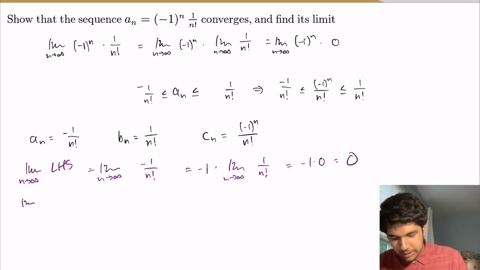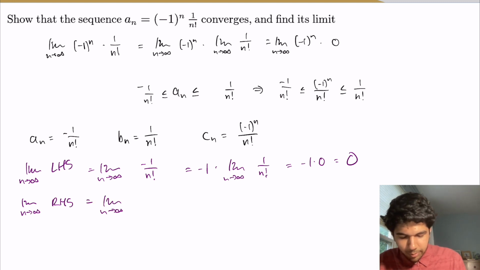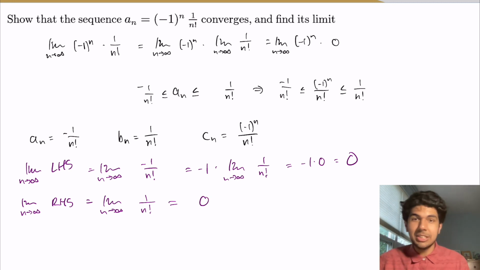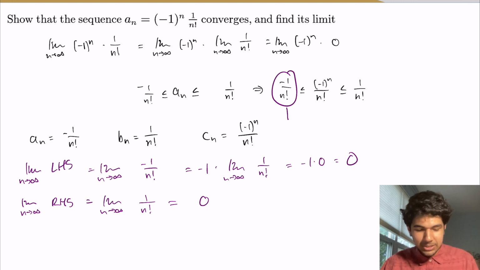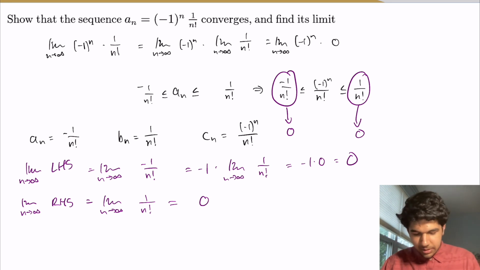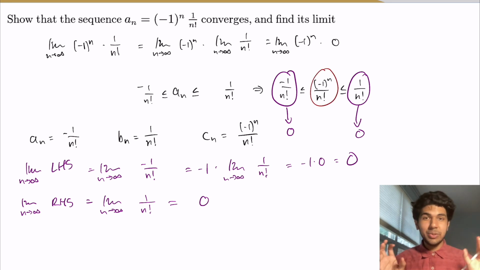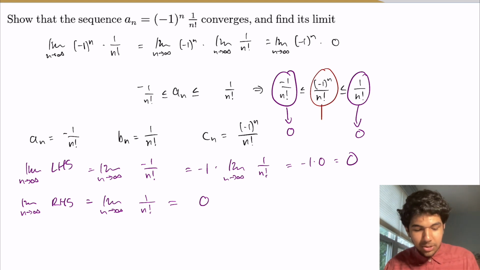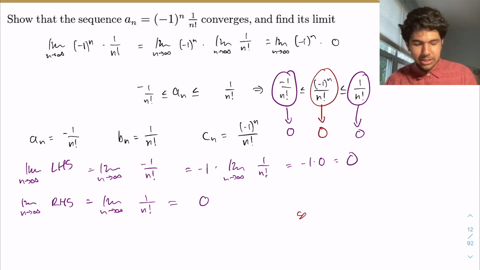Cool. Now let's compute the limit of the right-hand side. This is the limit as n approaches infinity of 1 over n factorial. That's just going to be equal to 0. So this limit goes to 0. This one goes to 0. This red one in the middle, we said it's in between those two other sequences for all values of n. So as n approaches infinity, this must also go to 0, so the sequence converges to 0 by the squeeze theorem.